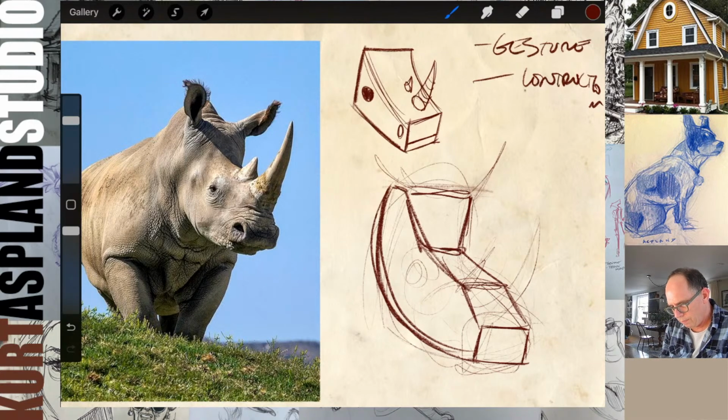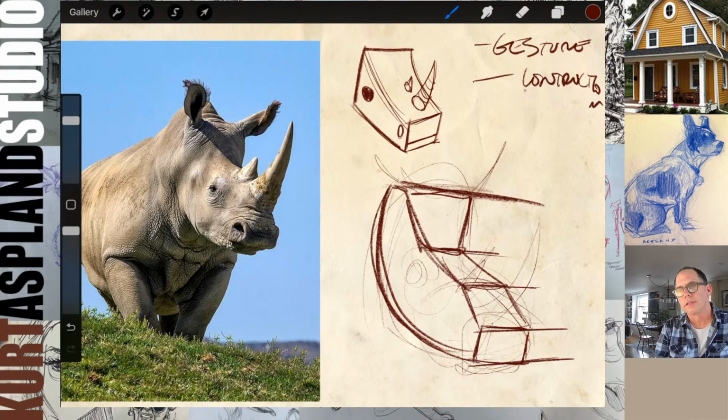Now, since this is one mass, typically all of this would probably go back to it. All these edges would ultimately go back to the same vanishing point. It's almost like you've carved this out of wood and just blocked it down. So let's see, his eye is going to be about there maybe, right? Horn is going to be about there, and we can bring that up this time. Little horn might be here.